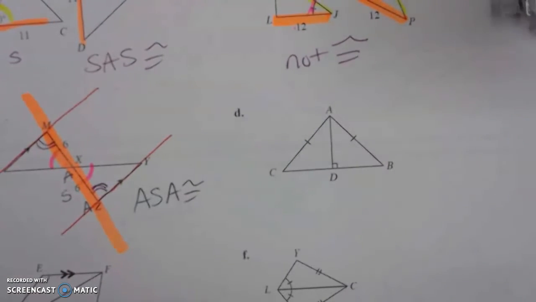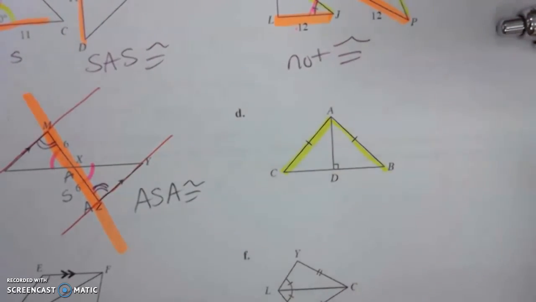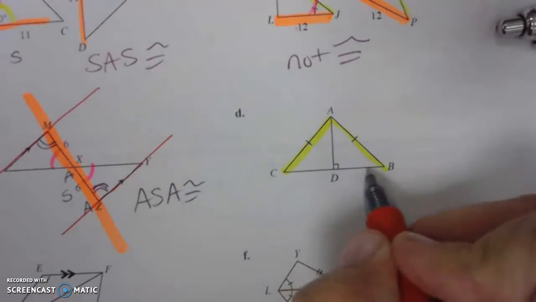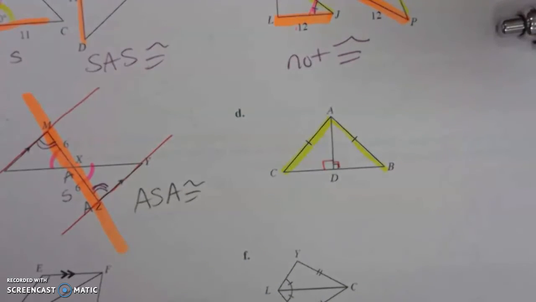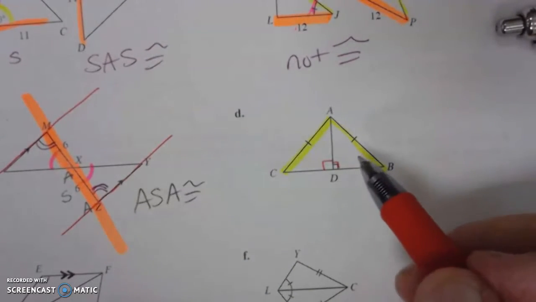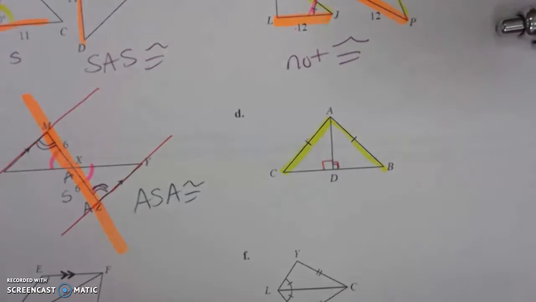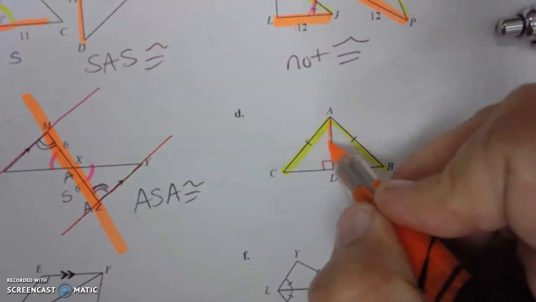Okay, let's see if we have anything that is the same. This line has a hash mark and this line has a hash mark, so we know that they're the same. Well, this is a straight line right here, and so if this is 90 degrees, this is also 90 degrees. Okay, so I have a side and an angle. I need one other side. I want to look closely at this side in the middle.